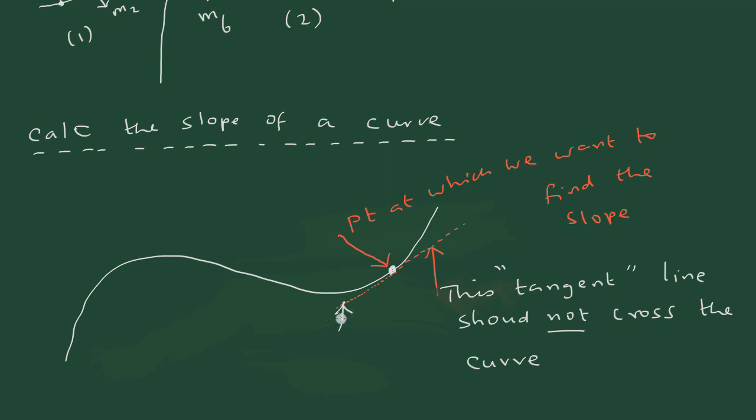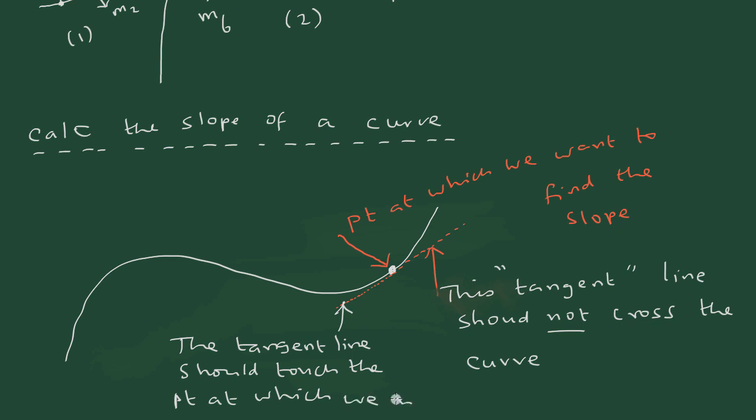The second important point is the same straight line. The tangent line should touch the point at which we want to calculate the slope. These are the 2 points which are very important.